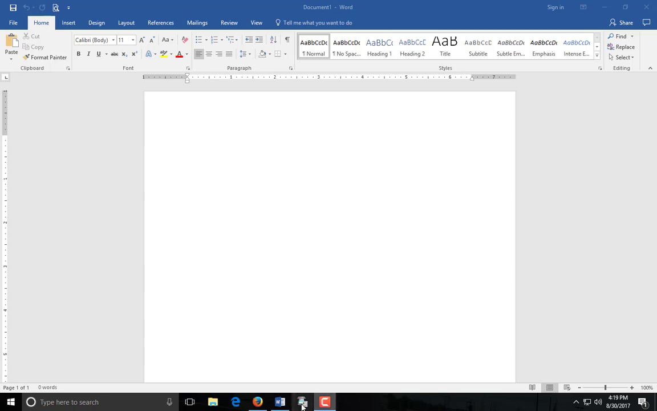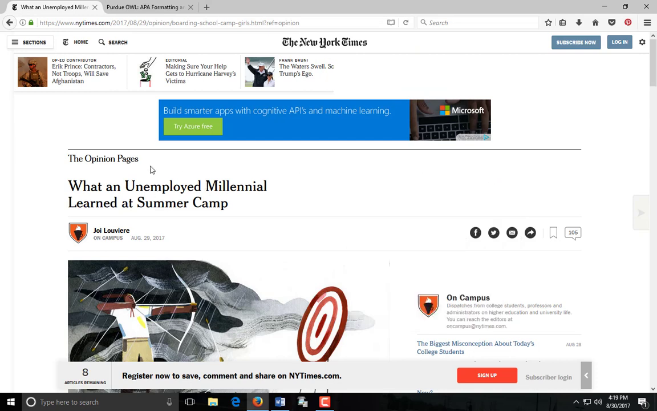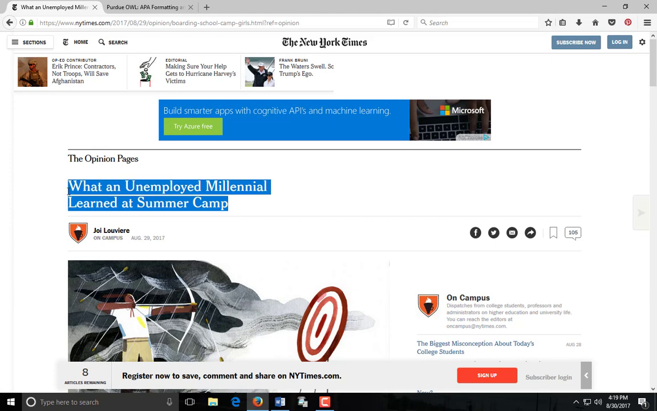First off, you start by finding an article and reading it. So I found this article, What an Unemployed Millennial Learned at Summer Camp, and so I read that article. So that's the first thing you do. And then what I like to do, just to make sure that you're safe from accidentally plagiarizing or forgetting a references list or whatever, as soon as you start to work with a source, I would make your references list.